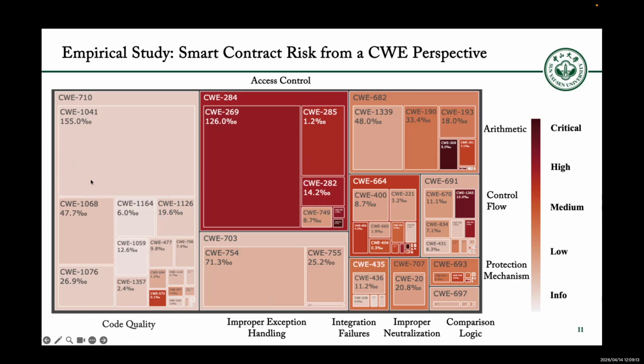The coding practice issues like CWE 710 appear frequently but pose relatively low risk, with shallow color, and they mainly affect maintainability. Meanwhile, low-frequency vulnerabilities like arithmetic exceptions, CWE 682, can cause severe damage when they do occur. And access control flaws, CWE 284, have the highest average severity overall.